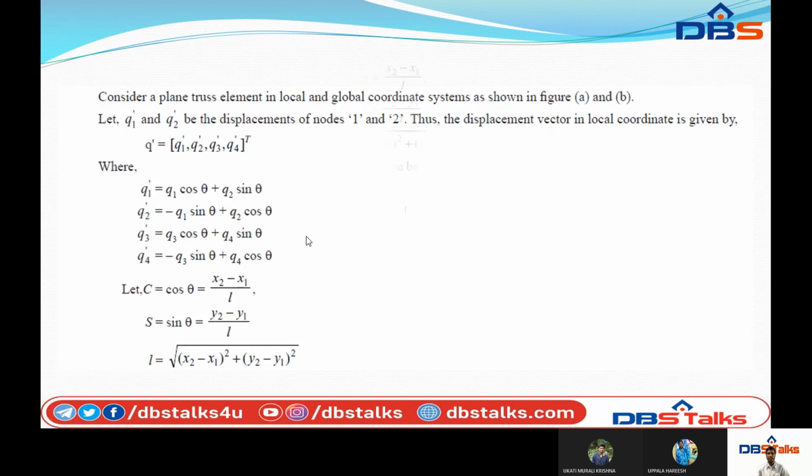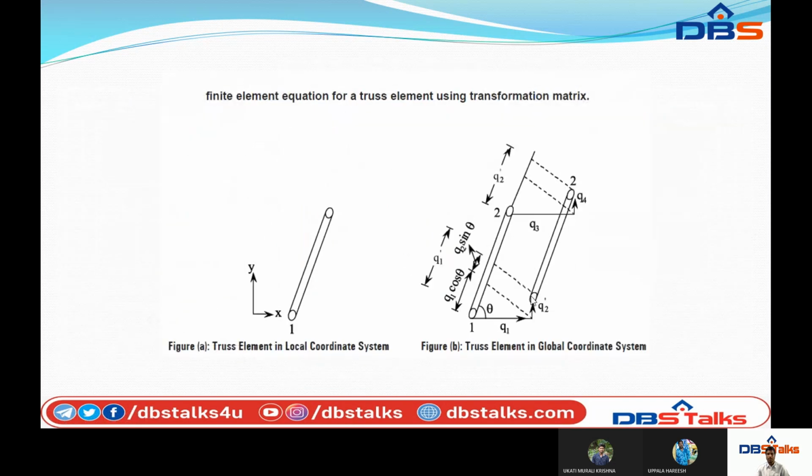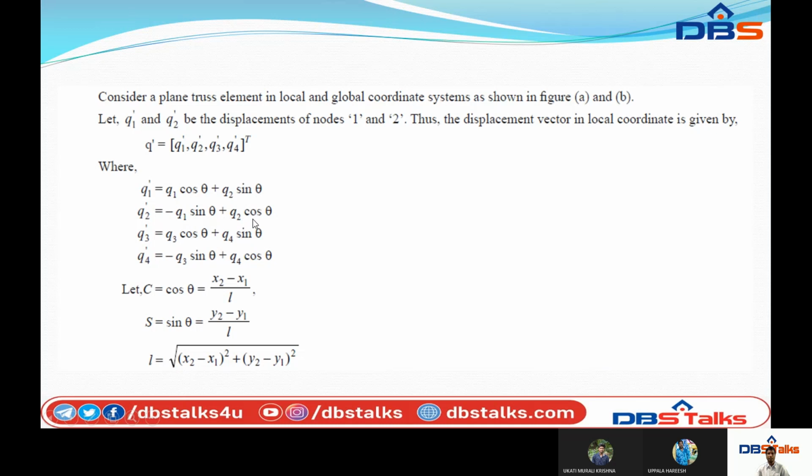But coming to Q2 dash, it will be negative, because it is in the opposite direction of passing: minus Q1 sin theta plus Q2 cos theta. Parallelly, Q3 dash equals Q3 cos theta plus Q4 sin theta. Q4 dash, similarly to Q2 dash, equals minus Q3 sin theta plus Q4 cos theta.